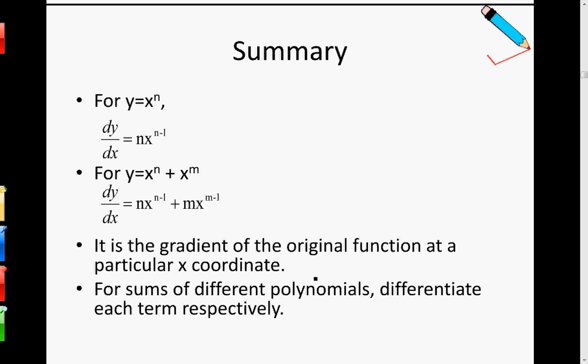So in summary, for any function y equals to x to the power of n, the dy dx would just be n x to the power n minus 1. And for polynomial terms which you add, you can do it term by term. This is a recap from the previous video that the gradient of the original function at a particular x coordinate is just the dy dx. So we have learned how to do it in the 2 examples that we have seen. Sums of different polynomials, we can just differentiate term by term.